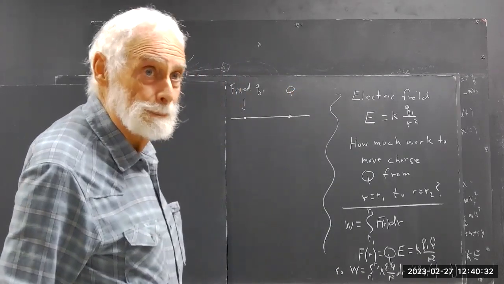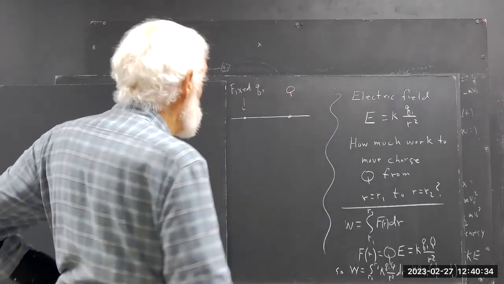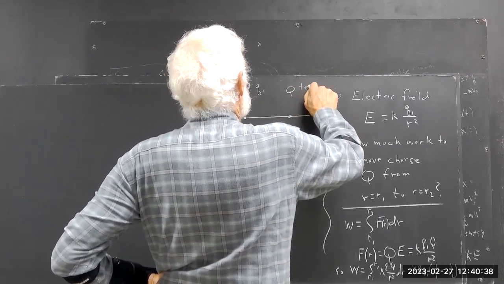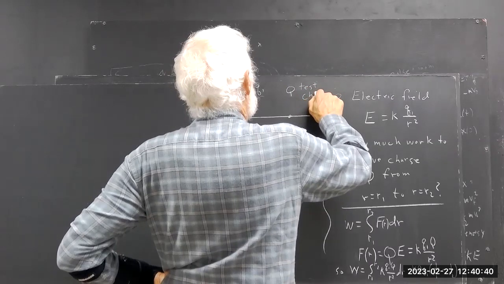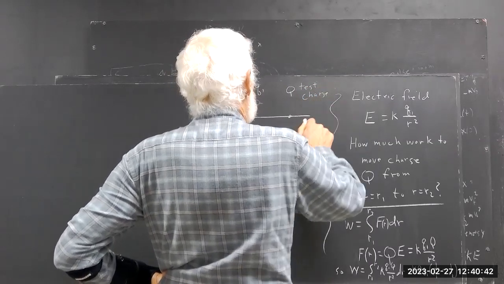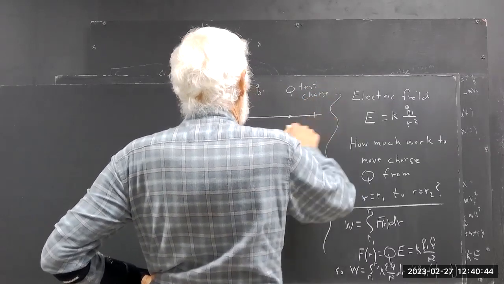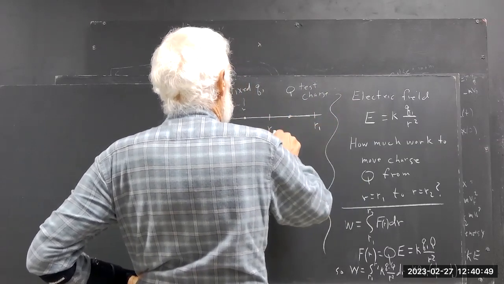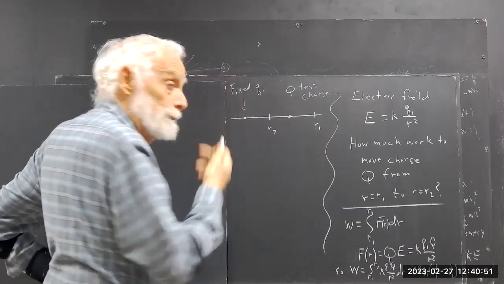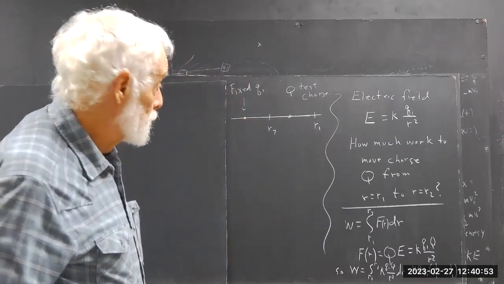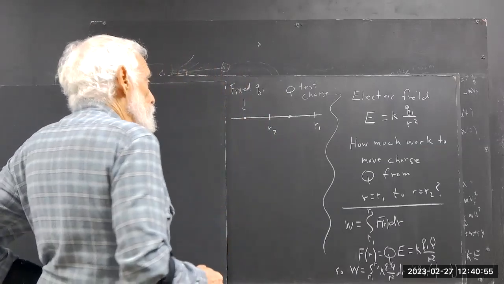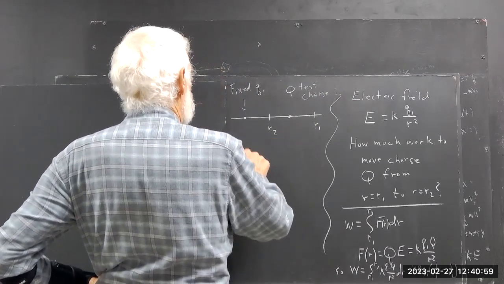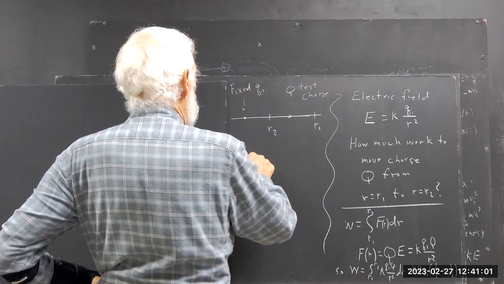There's fixed Q1, and there's movable Q, which you can call a test charge. So we're talking about moving from R1 to R2. We see again the work going from 1 to 2.